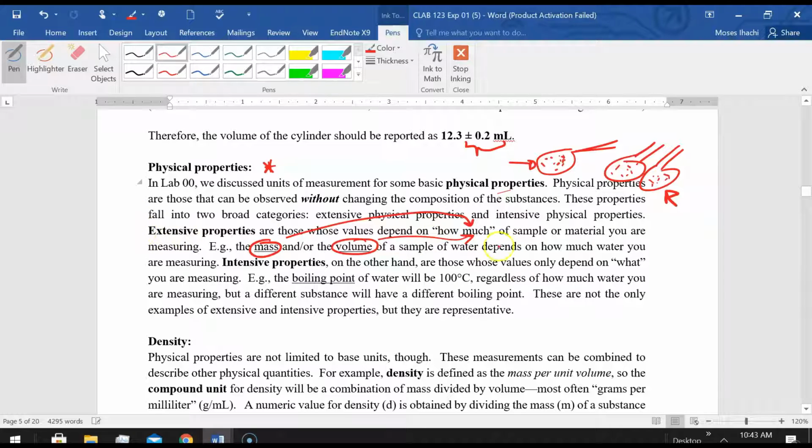Such properties that change in measurement based on how much you have are called extensive properties. They are affected by the amount of the sample. Intensive properties are not affected by the amount of sample.